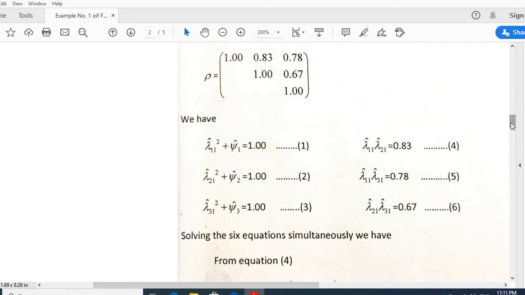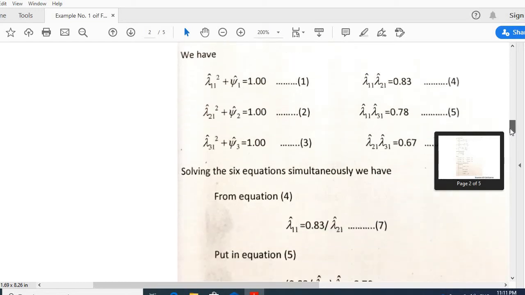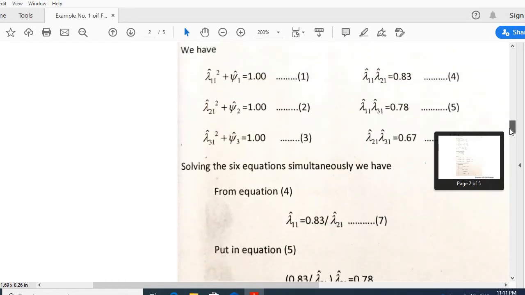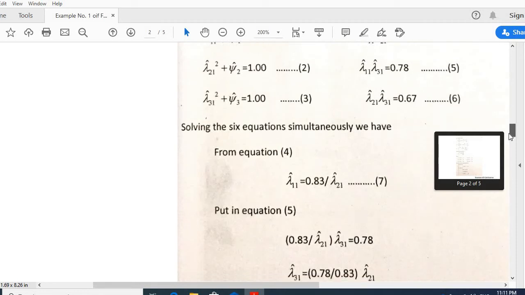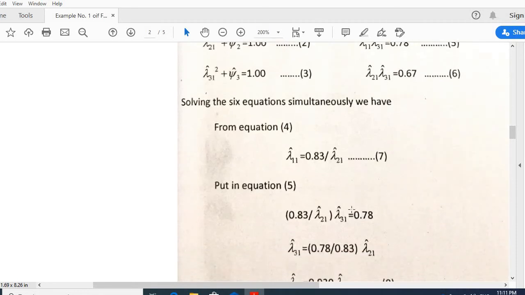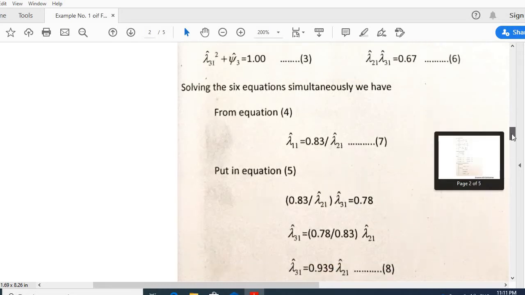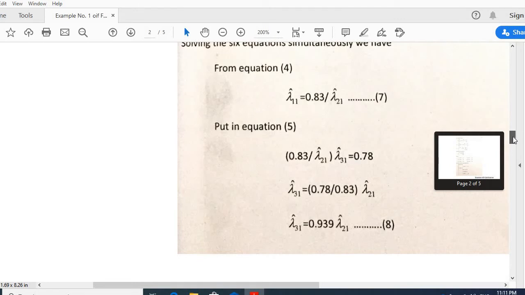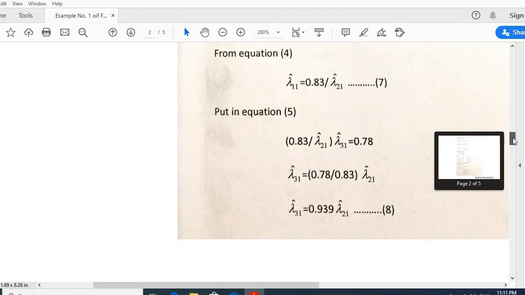After solving these equations, here are the solutions. From equation number 4 we can obtain this equation, and from equation number 5 we obtain this equation, and after simplifying these equations we obtain the values. You can see the process of solving these equations.